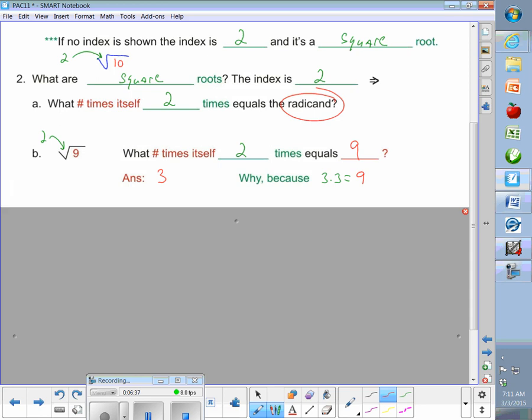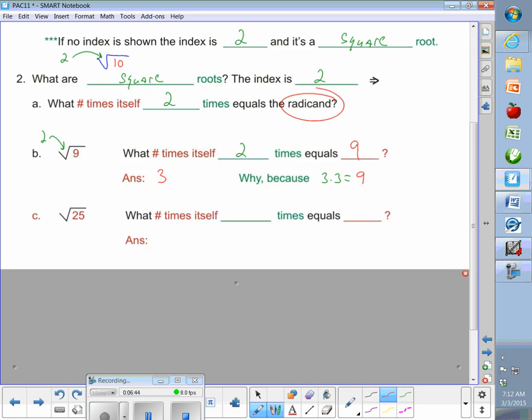This is what square roots are. What number times itself 2 times equals the radicand? You got the same thing here with the square root of 25. I know it's a square root. Therefore, I know what number times itself 2 times equals our radicand of 25, right?